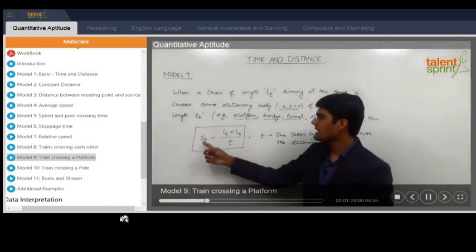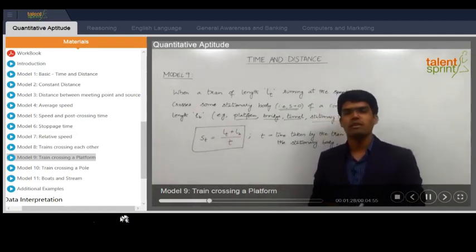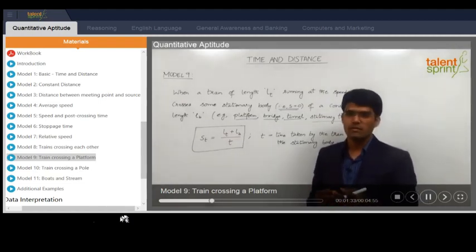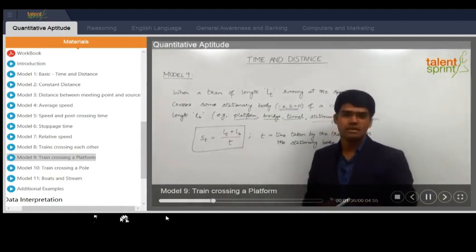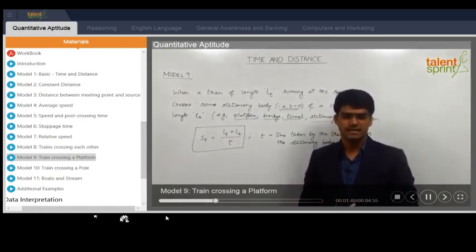So we find here that there are 4 variables, ST, LT, LB and T. So out of these 4 variables, any 3 will be given in the question and we are supposed to find out the 4th one. What we need to do here is simply substitute the values at the proper places, balance the equation and do the calculation to get the required answer.